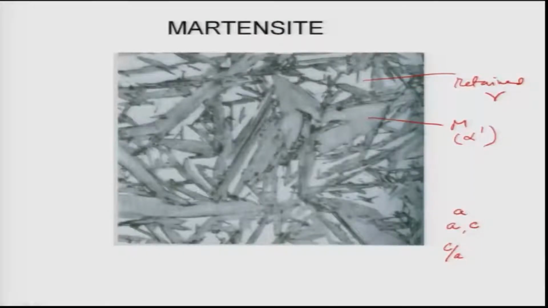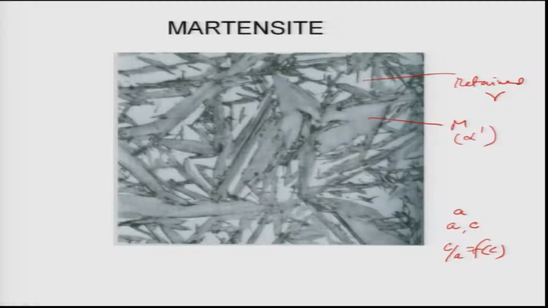So, tetragonality is defined by the ratio c by a. The c by a ratio is a function of carbon concentration in the steel for martensite. When carbon concentration is very low, the c by a ratio is very small. Sometimes we cannot distinguish between a cubic or tetragonal structure in low carbon martensite. Therefore, we represent this as alpha prime, because it is a derivative structure of alpha.